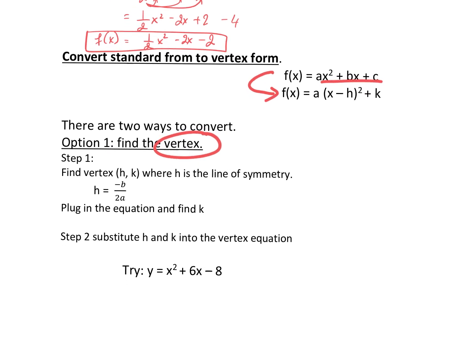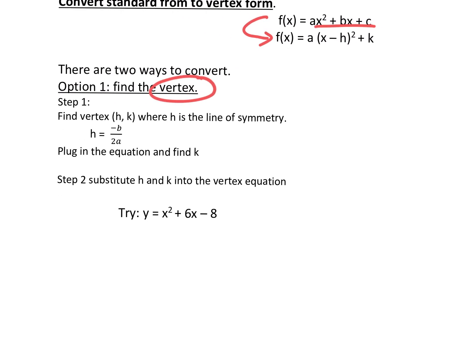Okay, so we're going to use the example right here and do it at the same time by looking at the steps, right? First, we're going to find the vertex h and k, where h is the line of symmetry, given by the formula. So on your star sheet, it looks like x equals negative b over 2a, which is the same thing as h, okay?